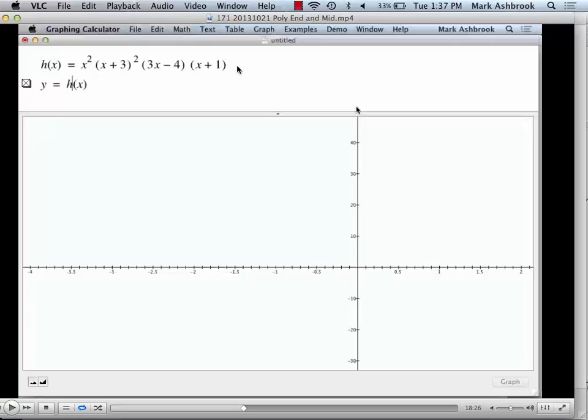So what were the different aspects to polynomials that we talked about in terms of analyzing a polynomial? What was one of the things?